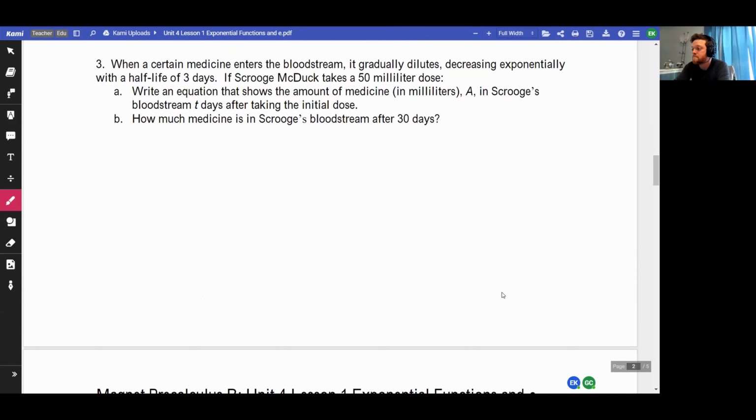When a certain medicine enters the bloodstream, it gradually dilutes, decreasing exponentially with a half-life of 3 days. This is the reason why I want to talk about it. What's a half-life, Mr. Kirk?